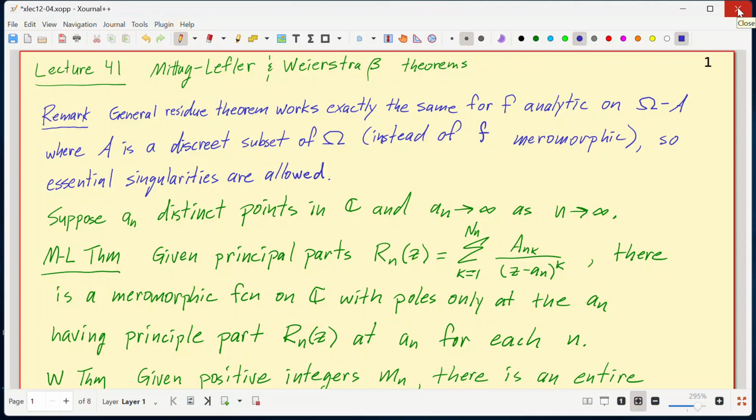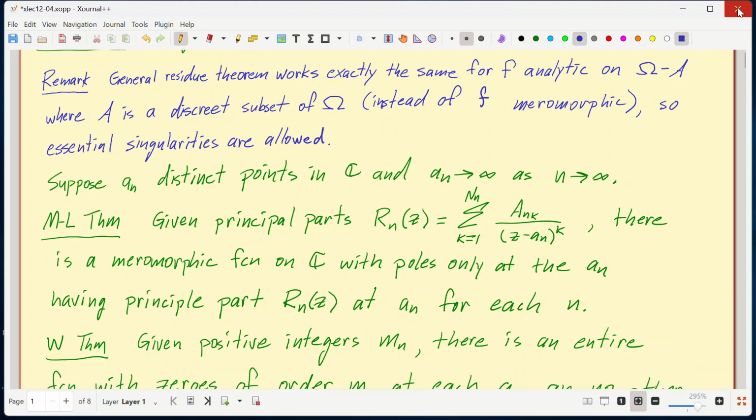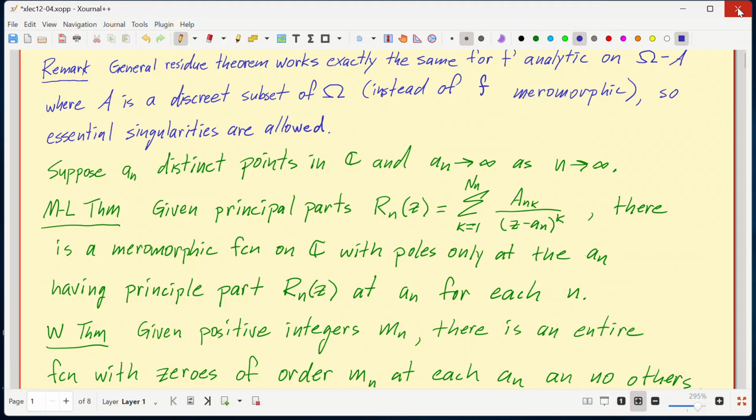Mittag-Leffler was a single person, a Swedish mathematician. Like the Weierstrass theorem, the Mittag-Leffler theorem is about prescribing poles. And Mittag-Leffler did the case of the whole complex plane. But it's also true for any old domain that you can prescribe poles however you want. So the theorem is, let's suppose I've got a sequence of points in the complex plane, a_n. They're distinct points, so not repeated, and they go to infinity as n goes to infinity.